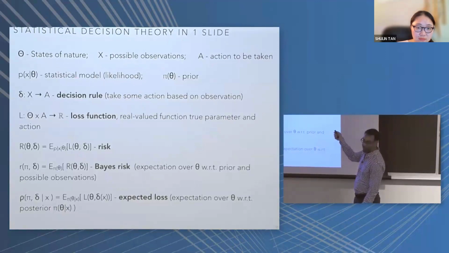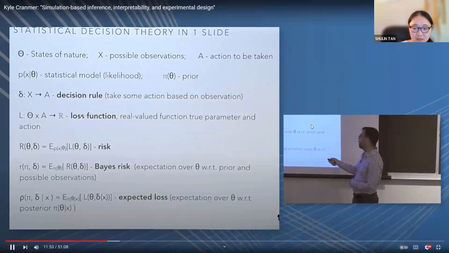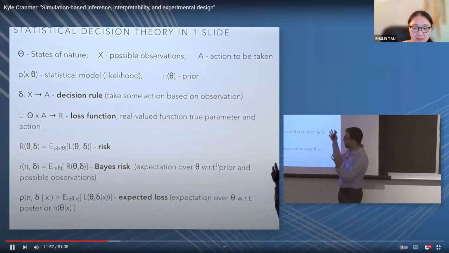And then I also have an action space, right? This is where I'm going to take some action. Then I have a statistical model that says what the distribution of the data is given the parameters. I have a prior over those parameters, and then you introduce this idea of a decision rule. This is a map that says, given some data, I'm going to take some action, right? And that action is completely arbitrary. It's completely abstract at this point.